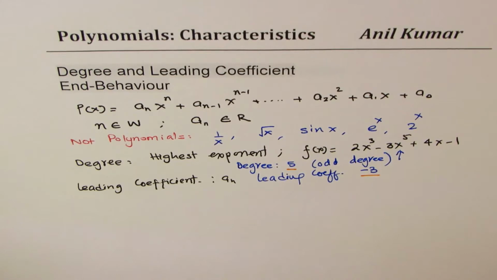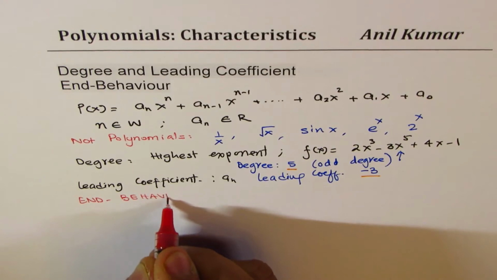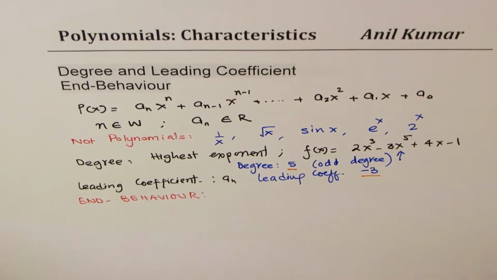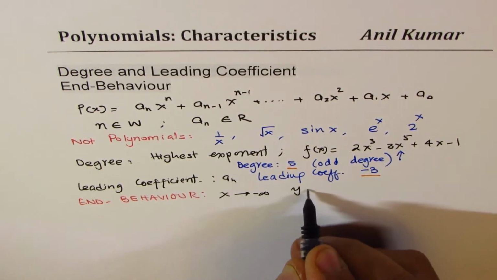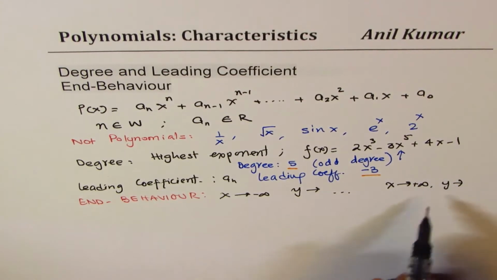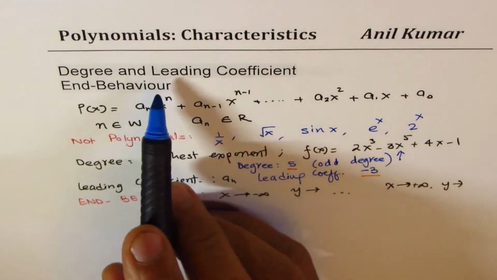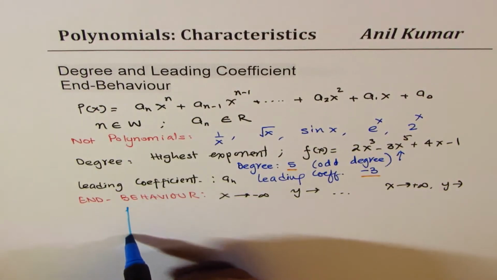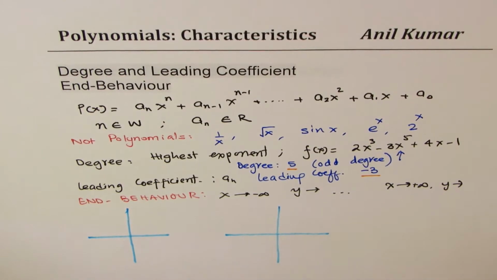Now, we have an example here. We'll now see the end behavior. We'll talk about end behavior now. End behavior really means if x approaches negative infinity, then what happens to y, right? Or if x approaches positive infinity, what happens to y? So that is kind of end behavior. You could always find end behavior of a polynomial from its degree and leading coefficient combination, right? So let me take some examples here, and then we'll take up a concrete example from some test paper, right?